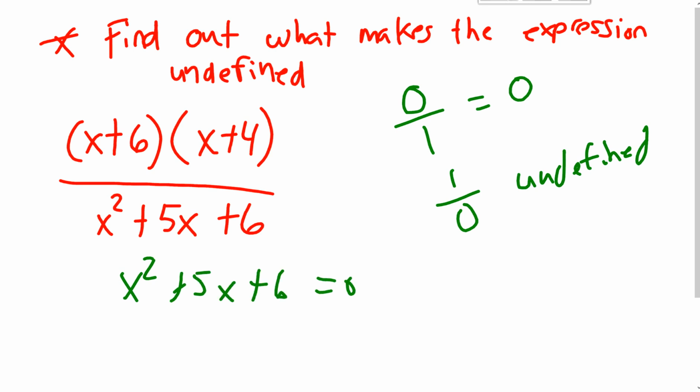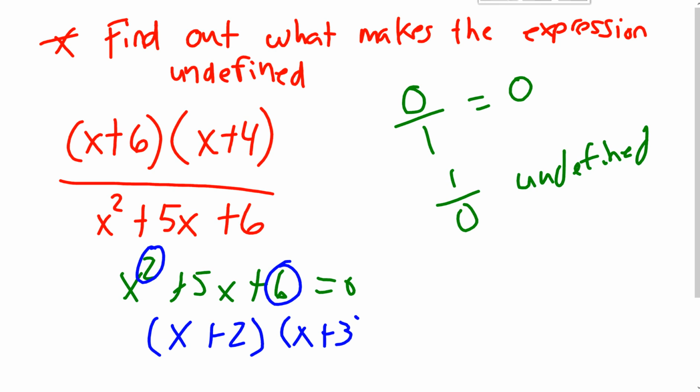This one's a quadratic, so I'm going to factor. What are the factors of 6 that add up to 5? That'd be a 2 and a 3. Then I set each of those equal to 0. So x cannot be negative 2, and x cannot be negative 3. Those are my restrictions. Negative 2 and negative 3 are what make the expression undefined.